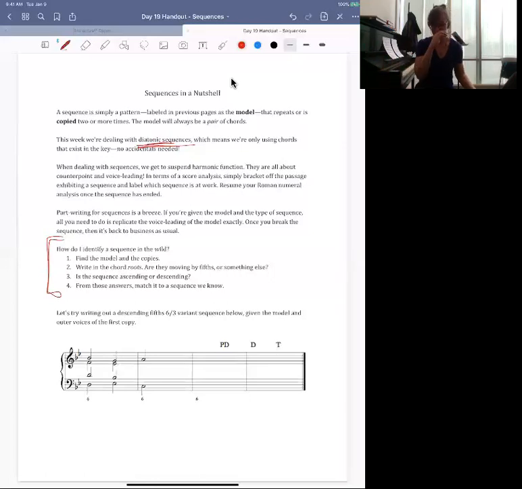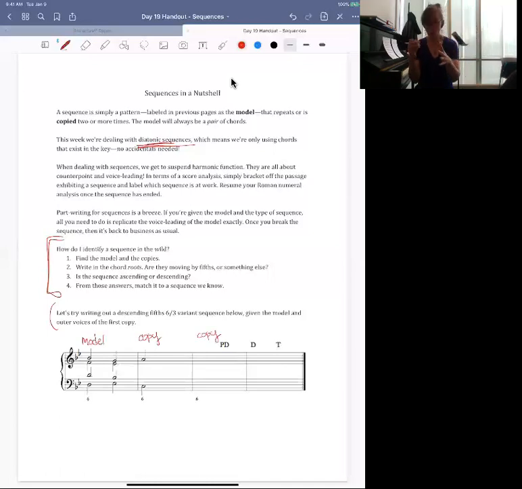So let's take a look at this little part writing exercise here. What I gave you was the model and the start of the first copy. Your second copy is here.